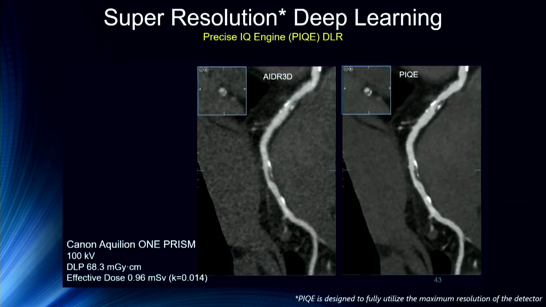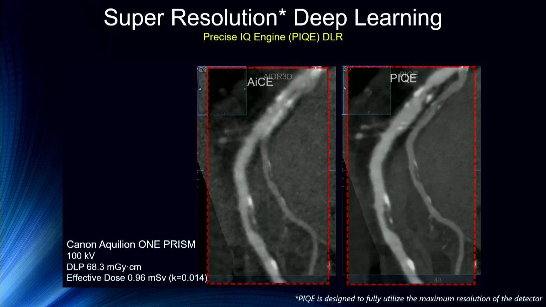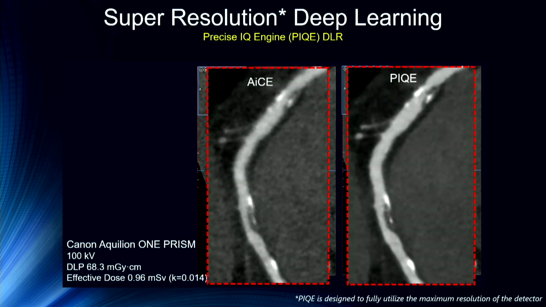I mentioned plaque quantification. So again, left is standard recon, right is super resolution. I'll just magnify that up for you. So we're better able to visualize these areas of calcification, the blooming artifacts are minimized, and we're better able to delineate the areas of non-calcified plaque. I'll just blow that up for you.